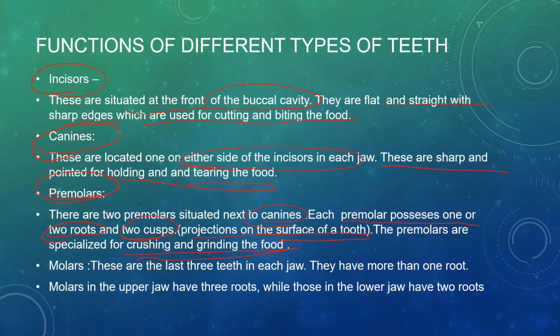Next comes the molars. There are three molar teeth in each jaw, so in the upper jaw 3, in the lower jaw 3, and they have more than one root. Molars in the upper jaw have 3 roots, while those in the lower jaw have 2 roots. Is it clear? Now we will move on with the description in detail with the diagram.